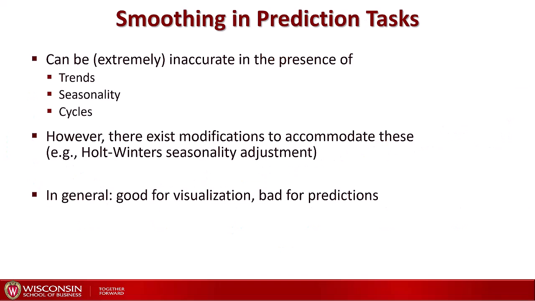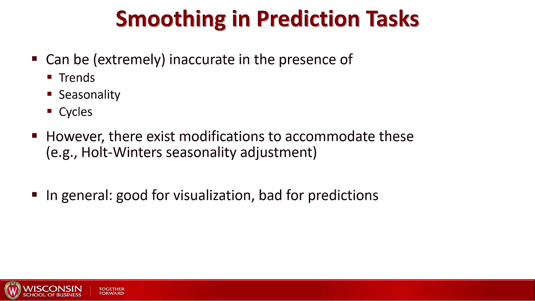So smoothing can be used for predictions, as we have seen, but it's usually pretty inaccurate, specifically when you have trends, seasonality, and cycles that we'll see further today. However, there are some modifications to accommodate for some of these characteristics of time series, one of them being the Holt-Winters seasonality adjustment, but we're not going to cover it in this course.